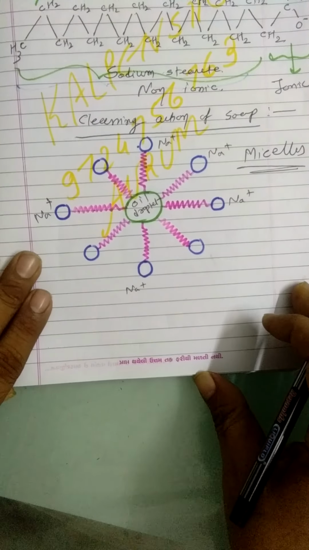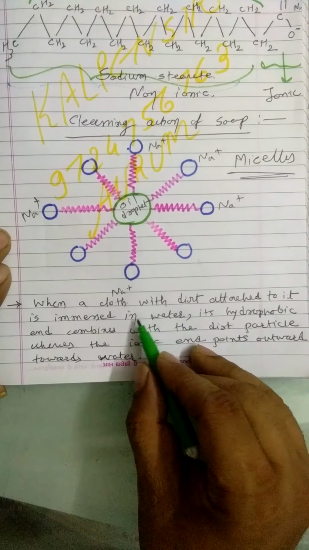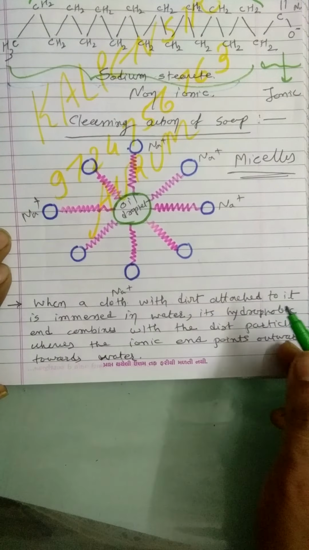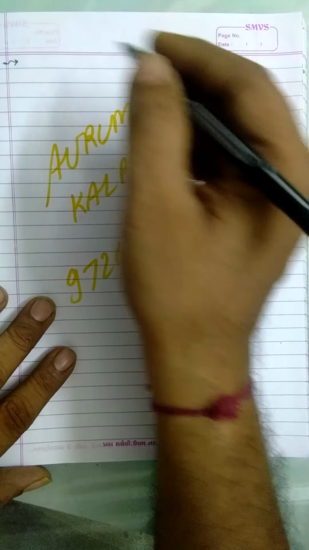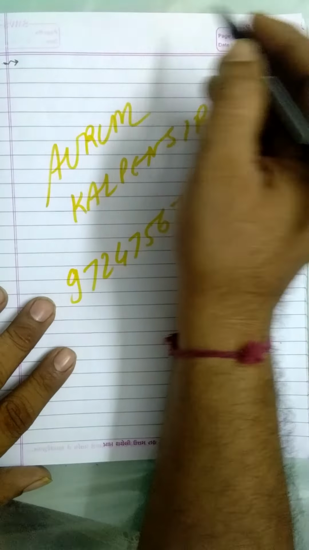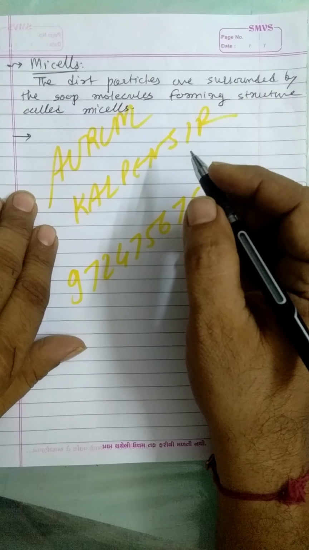Let us see it in words. When a cloth with dirt attached to it is immersed in water, the hydrophobic end combines with the dirt particle, whereas the ionic end points outwards towards the water. Dirt particles are surrounded by soap molecules forming structures called micelles. These micelles get attached to water molecules through the ionic end and are washed away along with the dirt particles.